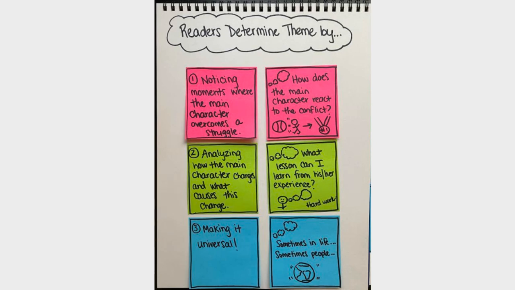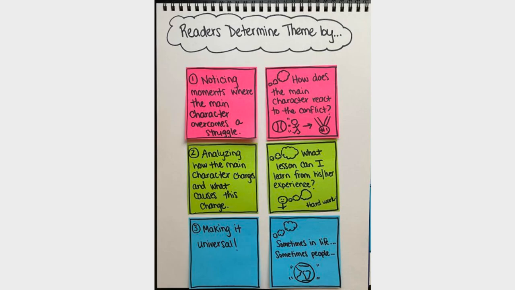The first thing that you want to do is try to think about moments where the main character overcomes a struggle. You can also analyze how the main character changes and what causes this change. And lastly, make sure that when you do determine a theme, that you're thinking about it in a universal sense. So this can be applied to multiple books, multiple stories, and to do that, a good way is to start your themes with either "sometimes in life" or "sometimes people." They don't have to start that way, but that's a really good way to check to make sure that it's universal.